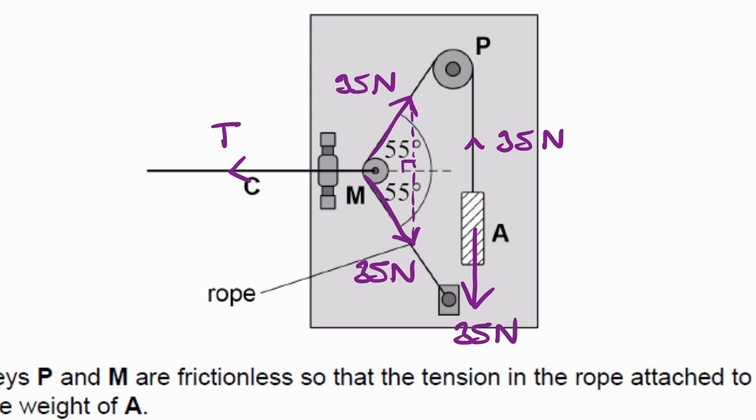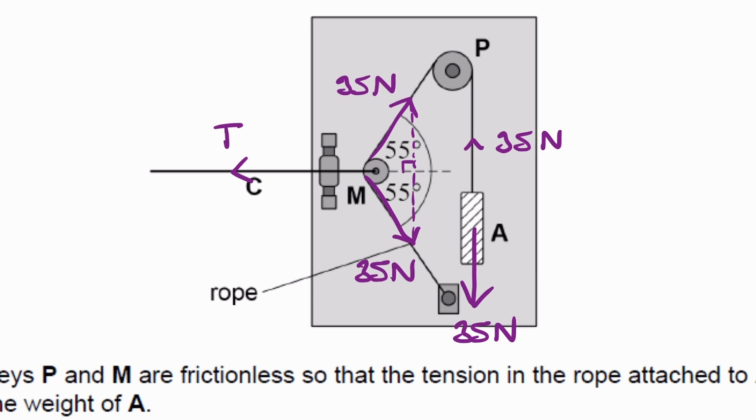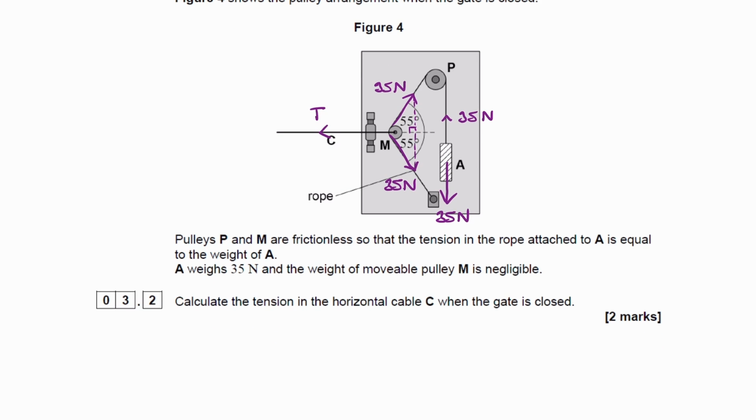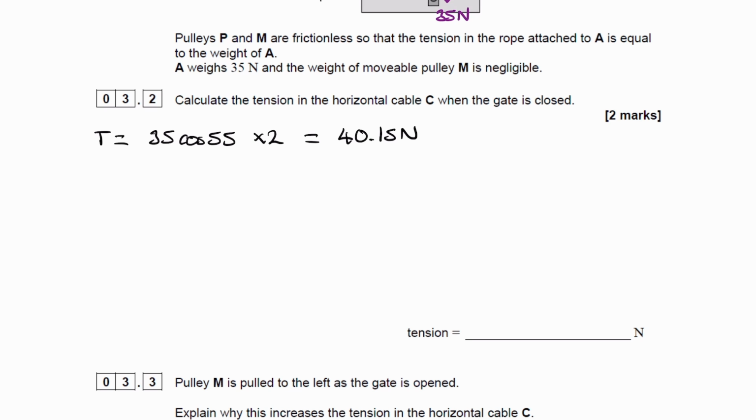So that will be, using SOHCAHTOA, 35 cos 55. And there are 2 of those components towards the right because there are 2 tension forces. Each of these tension forces has a component of 35 cos 55 towards the right. So the total force towards the right will then be 35 cos 55 multiplied by 2, and that will equal our tension. This will be 40.15, or to 2SF, 40 newtons.